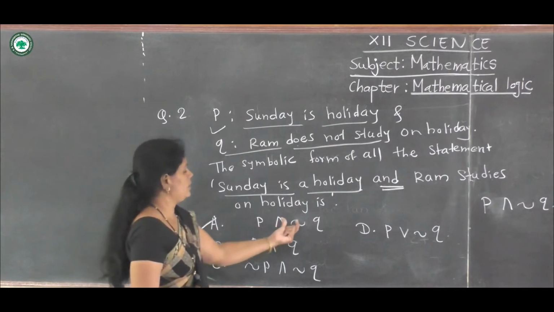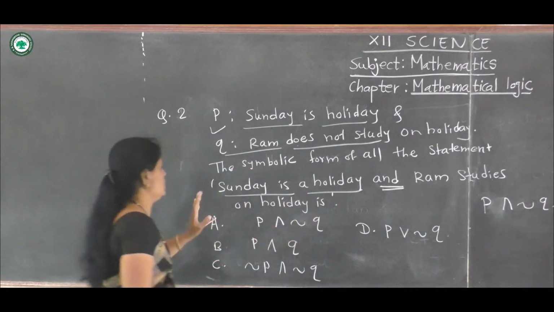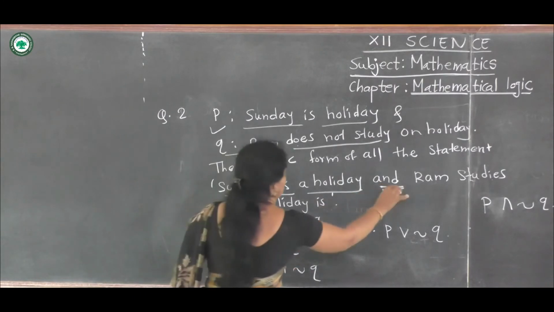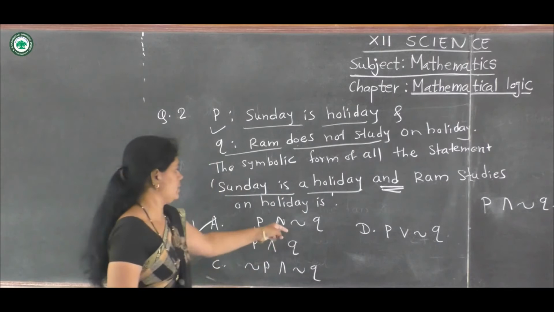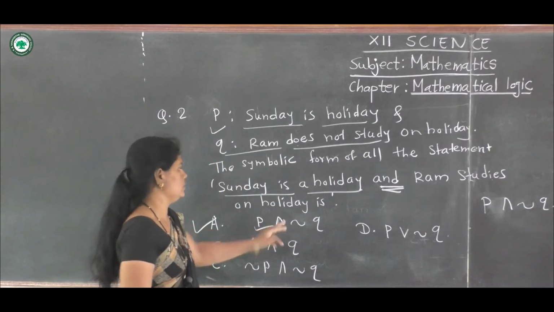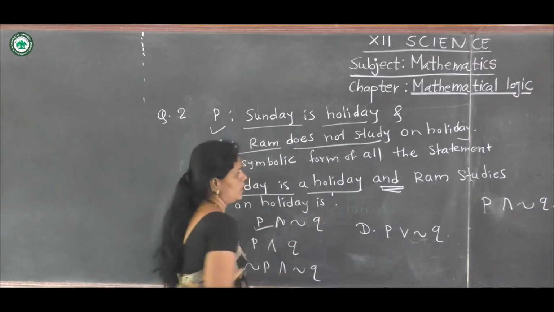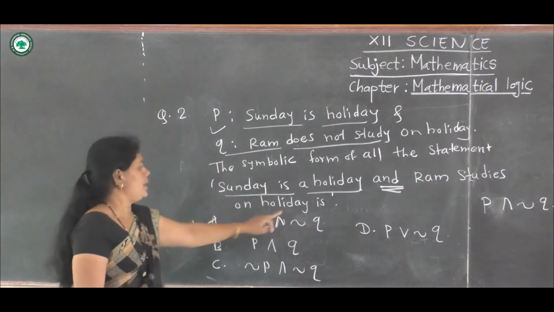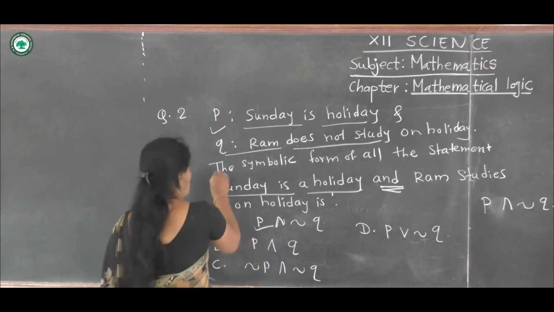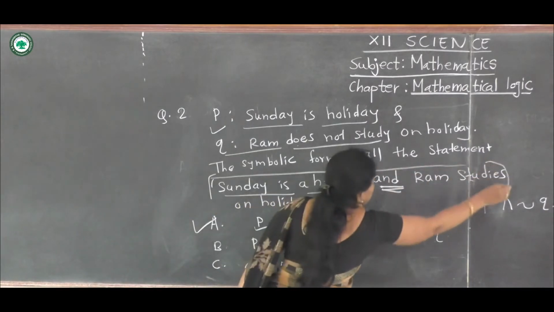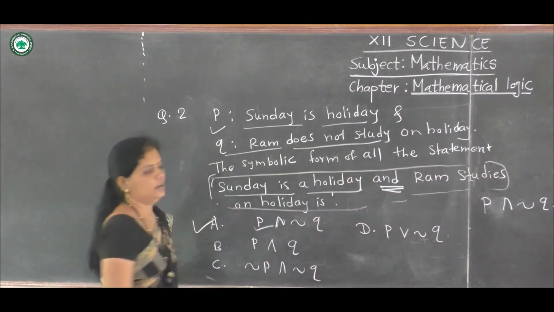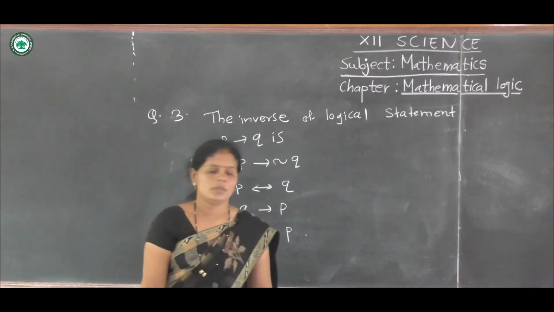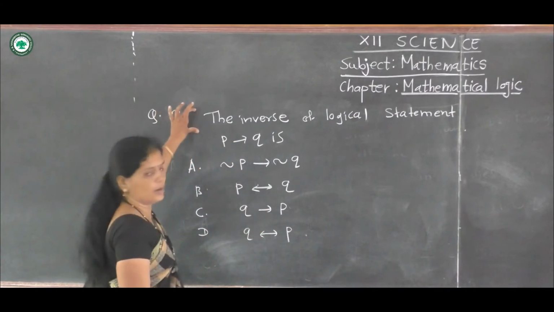P and negation of Q. Sunday is a holiday, that is P, and the letter used is 'and', and this symbol is used, and negation of Q. Therefore, option number first, P and negation of Q, is the symbolic form of this total statement. Understand? Next question.